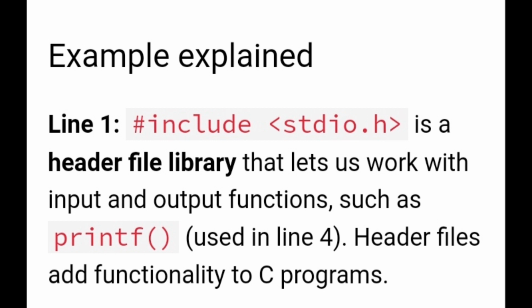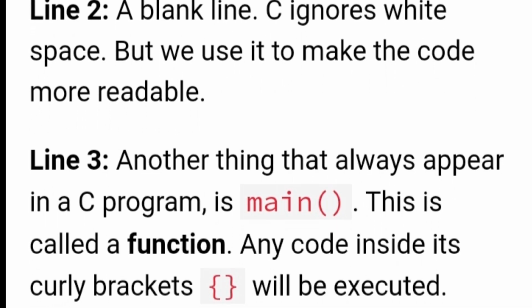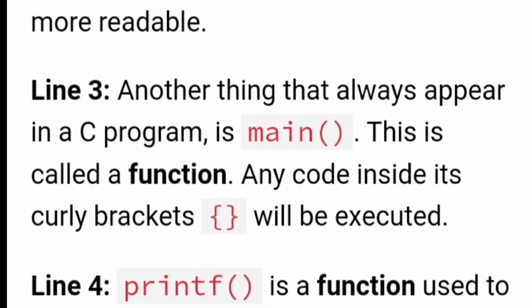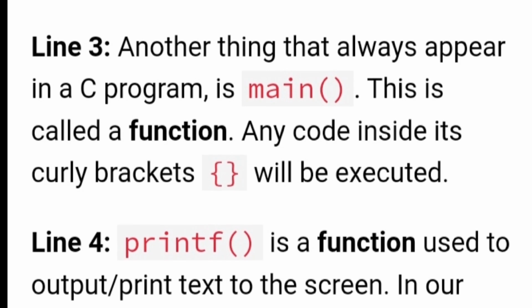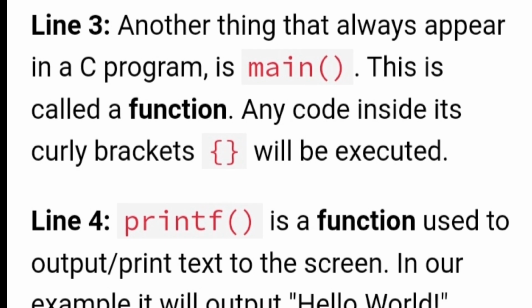It lets us work with input and output functions such as printf. Header files add functionality to C programs. Line 2. A blank line. C ignores white space, but we use it to make the code more readable. Line 3. Another thing that always appears in a C program is the main function.